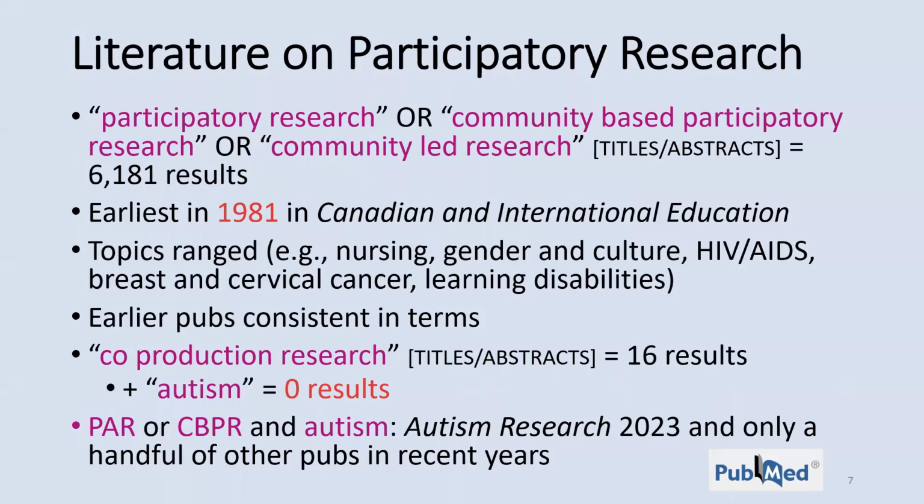So I thought I'd do a very quick exercise for today's discussion. I did a quick search in PubMed. So for anyone here who might not know, PubMed is a popular free resource for searching biomedical and life sciences literature. And in PubMed, I used the keywords participatory research or community-based participatory research or community-led research in titles and abstracts. And the results yielded 6,181 publications, with the earliest paper in PubMed on the topic published in 1981.